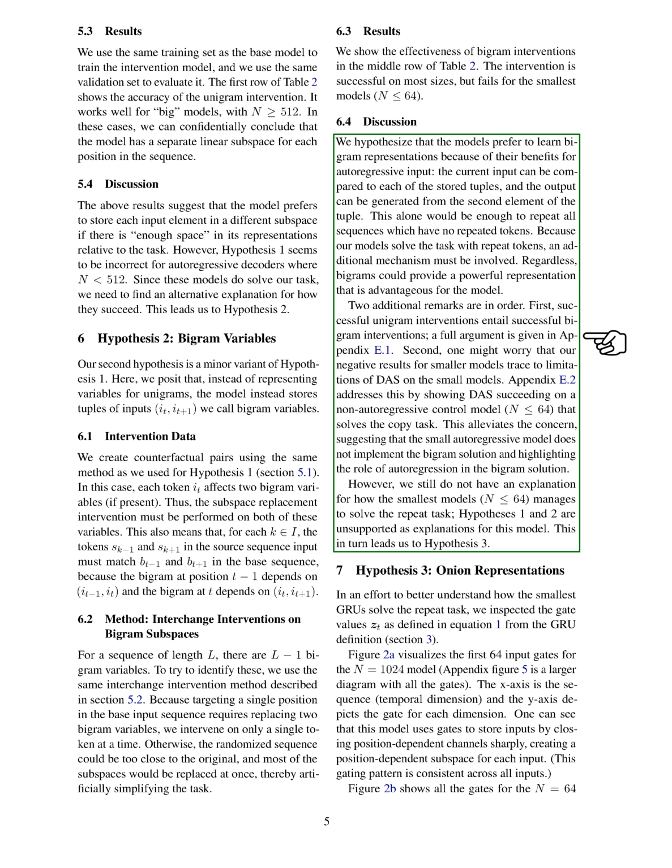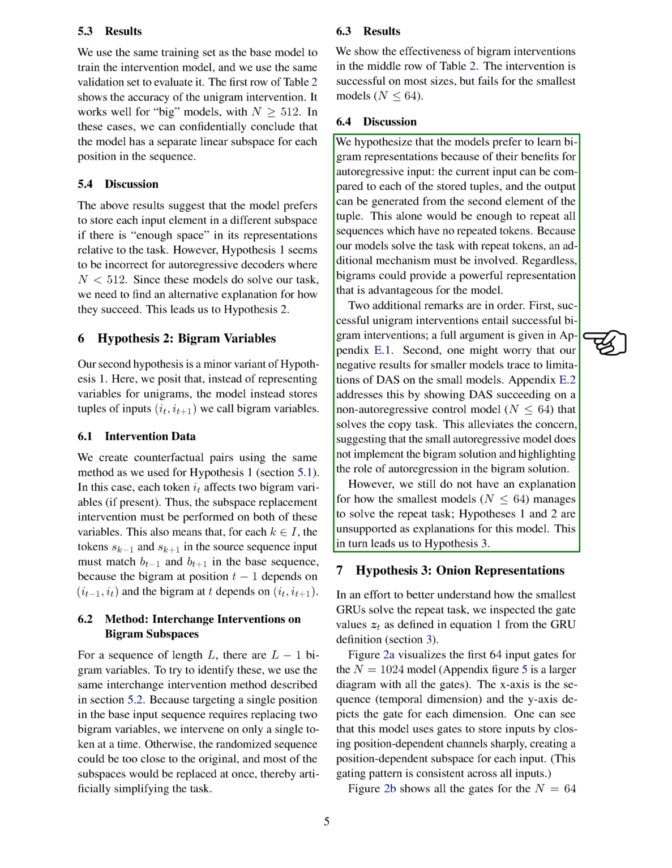We also note that successful unigram interventions lead to successful bigram interventions, as detailed in the appendix. Additionally, we address concerns that our negative results for smaller models might stem from limitations in our approach. The appendix shows that our method works on a non-autoregressive control model, which alleviates these concerns and suggests that the small autoregressive model does not implement the bigram solution, emphasizing the importance of autoregression in this context. However, we still lack an explanation for how the smallest models manage to solve the repeat task, leading us to our third hypothesis.